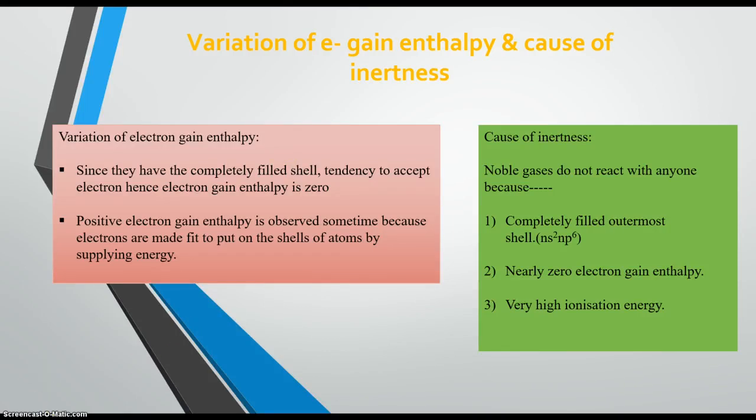And for this reason, some elements of this group 18 can show positive electron gain enthalpy, but this is a very rare case. Only if you give a very high amount of energy to these elements can they show positive electron gain enthalpy. Otherwise, in general, they exhibit zero electron gain enthalpy, or their electron gain enthalpy is taken to be 0.